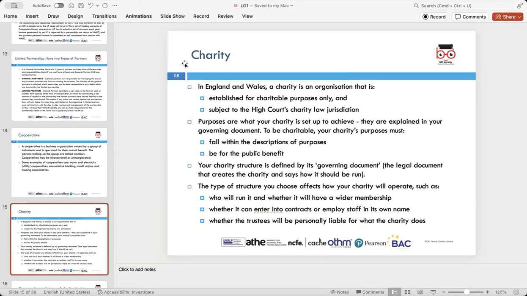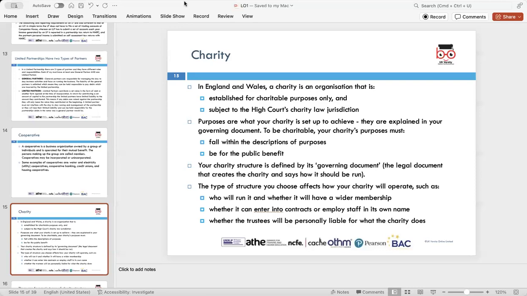Okay, a charity in England and Wales is defined as an organization that is created solely for the purpose of charitable activities and falls within the jurisdiction of the High Court's charity legislation. Purposes are the goals that your charity is established to accomplish, and they are elucidated in the documents that govern your organization.